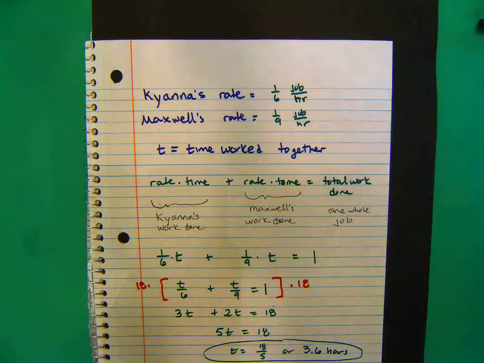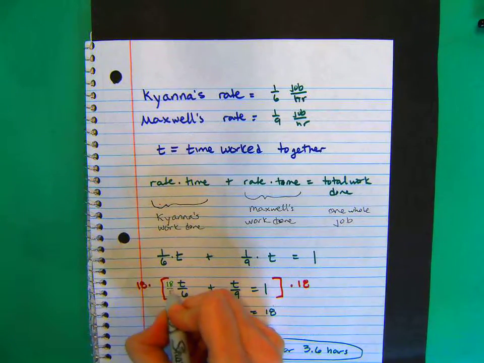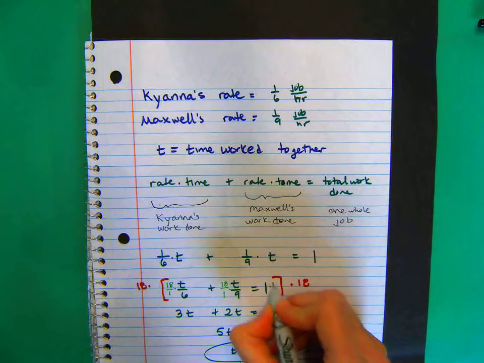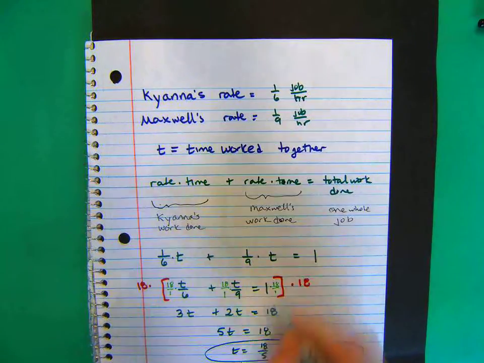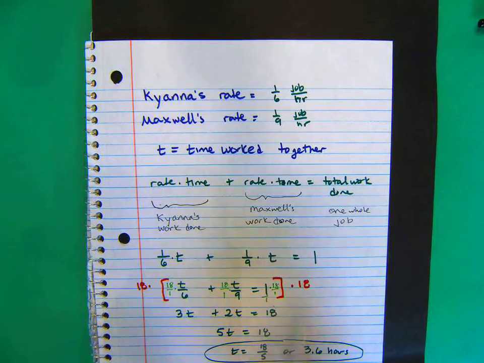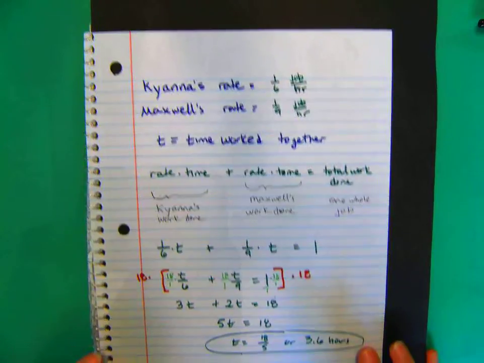If I had a slower class, I might actually put that 18 in. 18 over 1, 18 over 1 times 18 over 1 if you want. Make that a 1 over 1 just to keep things really simple, and reduce each one. Show that I'm multiplying each term by 18. So kind of depending upon where your students are at with their comfort.